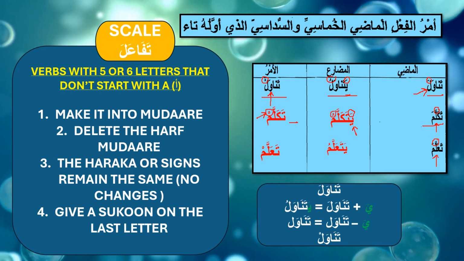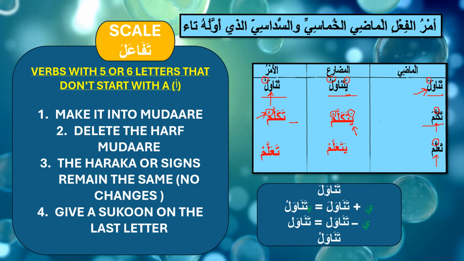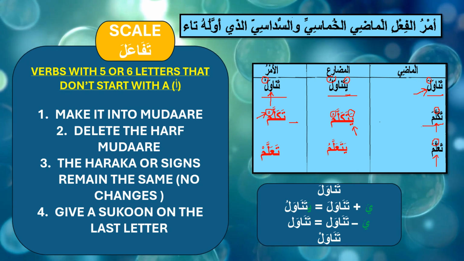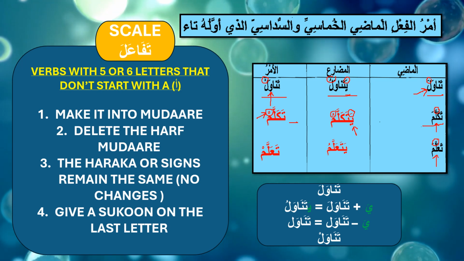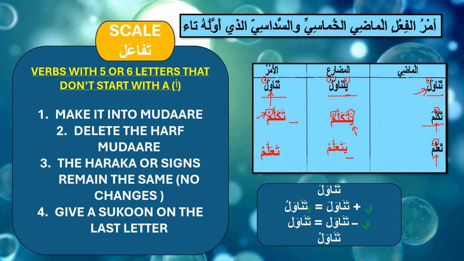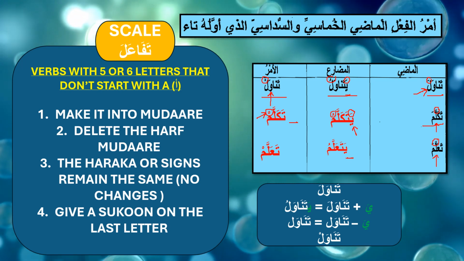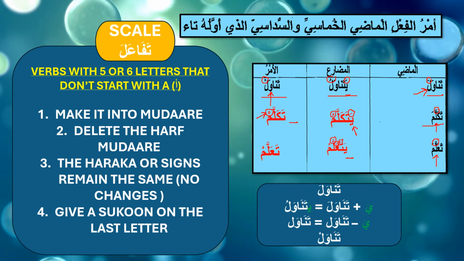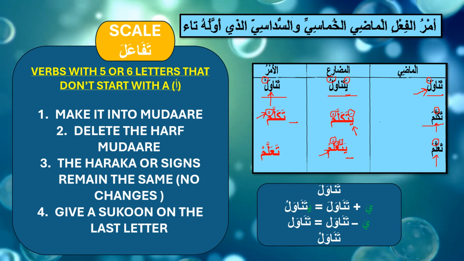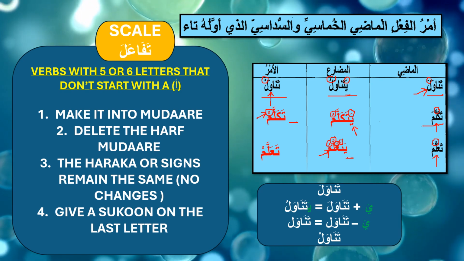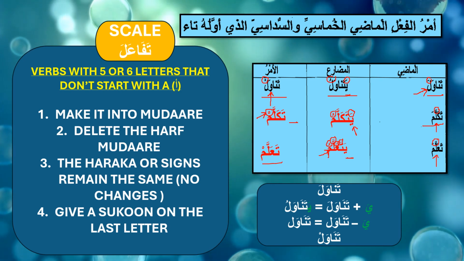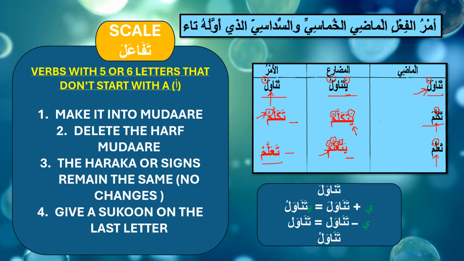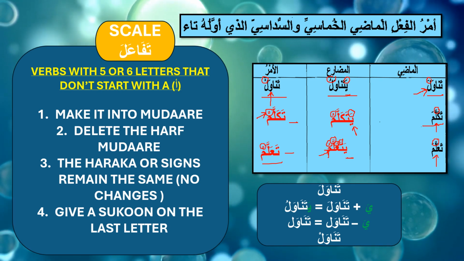So now when we do ta'allam, it's the same. The second last letter is with the shadda. So you need to add only a harf mudare. All the harakas remain the same: fatha, fatha, fatha. And the last letter gets a dhamma due to the structure of fail mudare. And in the command, delete the harf mudare. Everything remains the same. Only the last letter gets a sukoon.